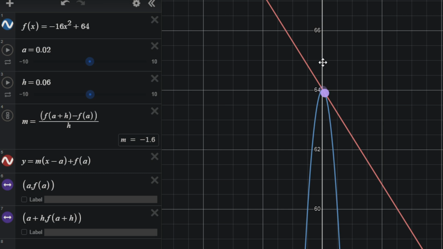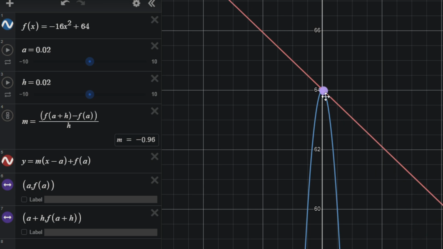Okay. So when I get them really close together, the slope is getting very small. And as I move it in, it only lets me do so much of an increment here. But you can see that the slope is negative 0.96. That's as far as it'll let me go. And then if I keep moving in, it gets undefined, right? So why would I even care about doing this necessarily?